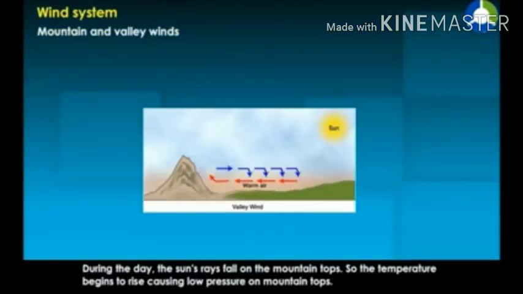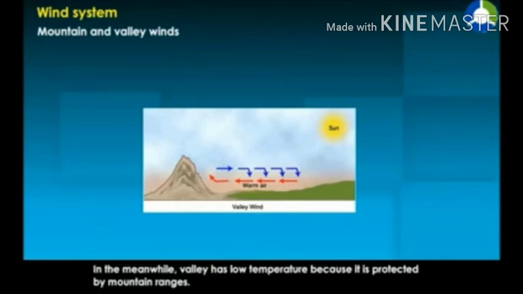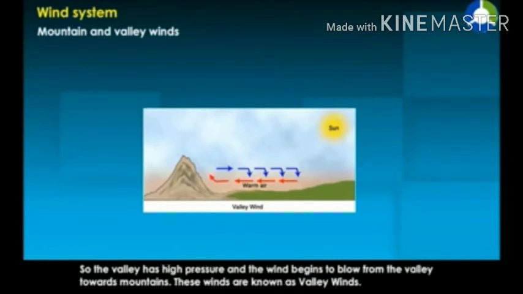Now, the mountain and valley winds. During the day, the sun rays fall on the mountain tops, so the temperature begins to rise, causing low pressure on mountain tops. In the meanwhile, valleys have low temperature because they are protected by mountain ranges. So the valley has high pressure and the winds begin to blow from the valley towards mountains. These winds are known as the valley winds.